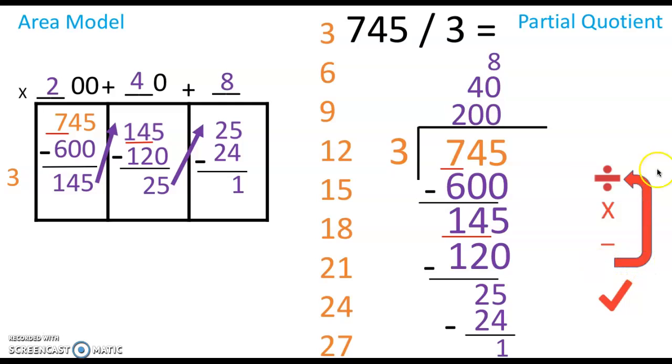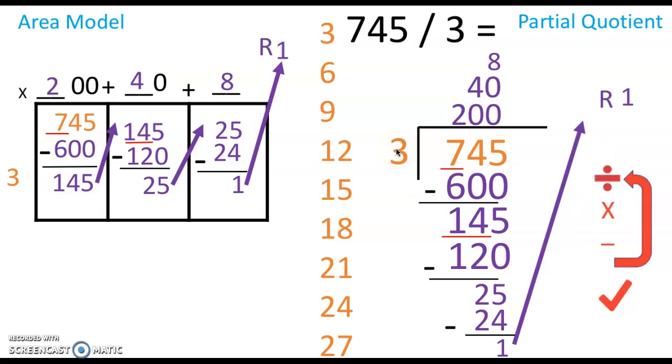Well, next we would repeat. Do we have any place values left to repeat with? No, because we already used the hundreds, the tens, and the ones. So that means we're on to our last step of check. Is 1 smaller than 3? Sure is. That means that's our remainder.